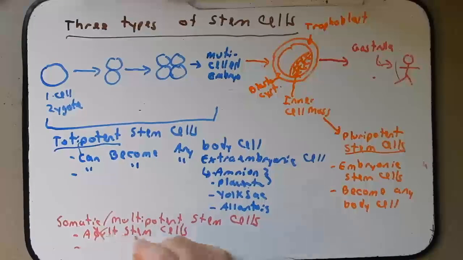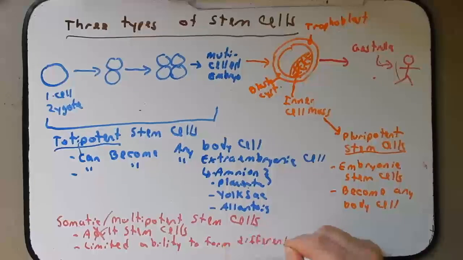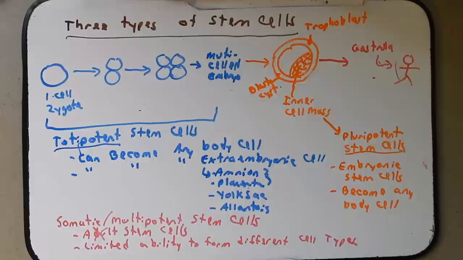We can think of these somatic stem cells as having limited ability to form different cell types. Like we saw on the last whiteboard, we had the hematopoietic stem cell. That is a somatic stem cell. And as I drew, it could become many different kinds of cells within the blood cell lineage. But that's it. It couldn't become any other cells, any other tissues.